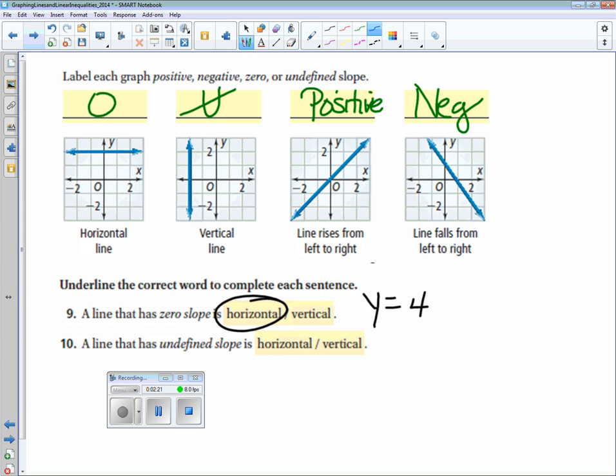Undefined slope is a vertical line. What does its equation look like? X equals a number. I think the one in your homework was x equals -5, right? That will be a vertical line.